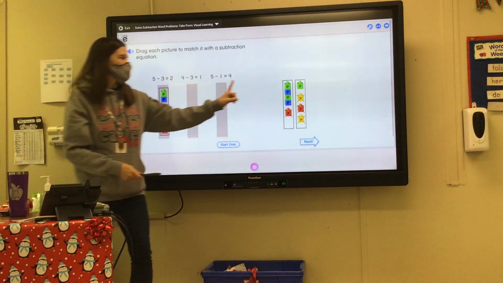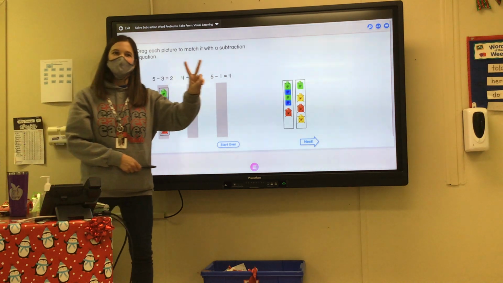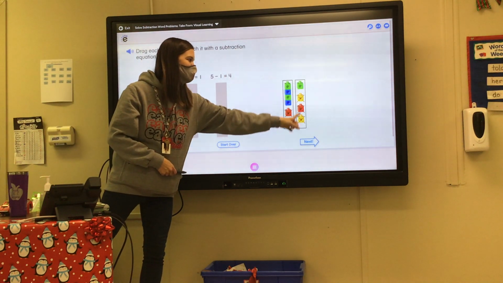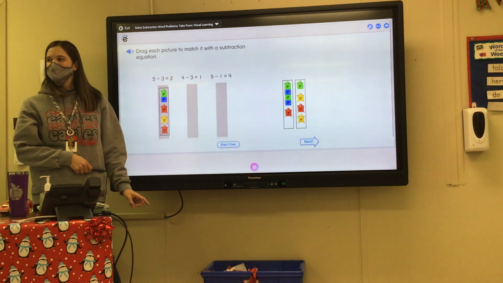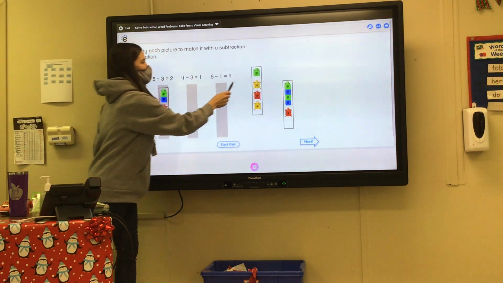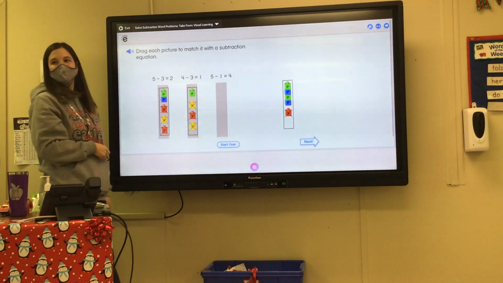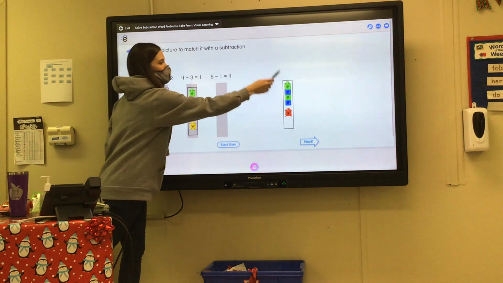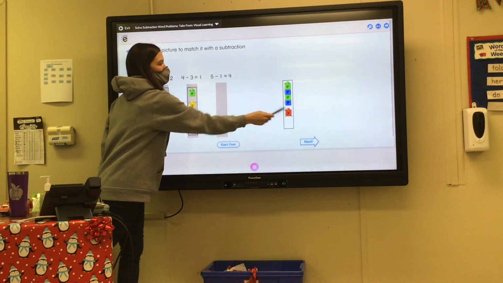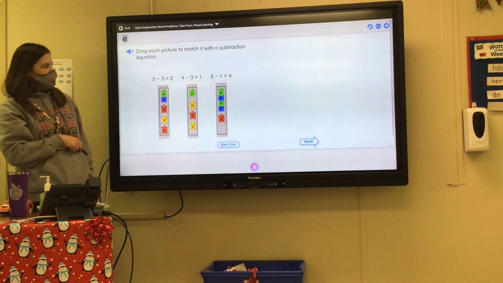Some friends said it's the first one. Some friends said it was the second one. So which one do you think it is? The second one here, right? There's 4 of them, and they take away 3, and there's 1 left. So then this one has 5, and it takes away 1. It equals 4.